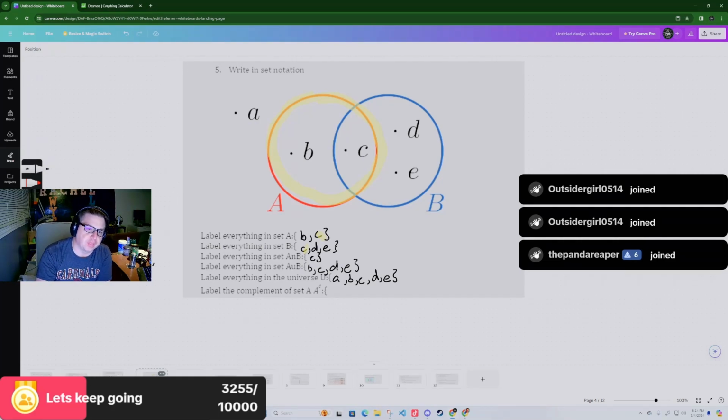Okay. Now, if this is our universe and our set A is B and C, what they're looking for in A complement, that's the little c up here, is everything that is not in A. So if B and C are in A, that means A is not, D is not, and E is not, because that's our universe.